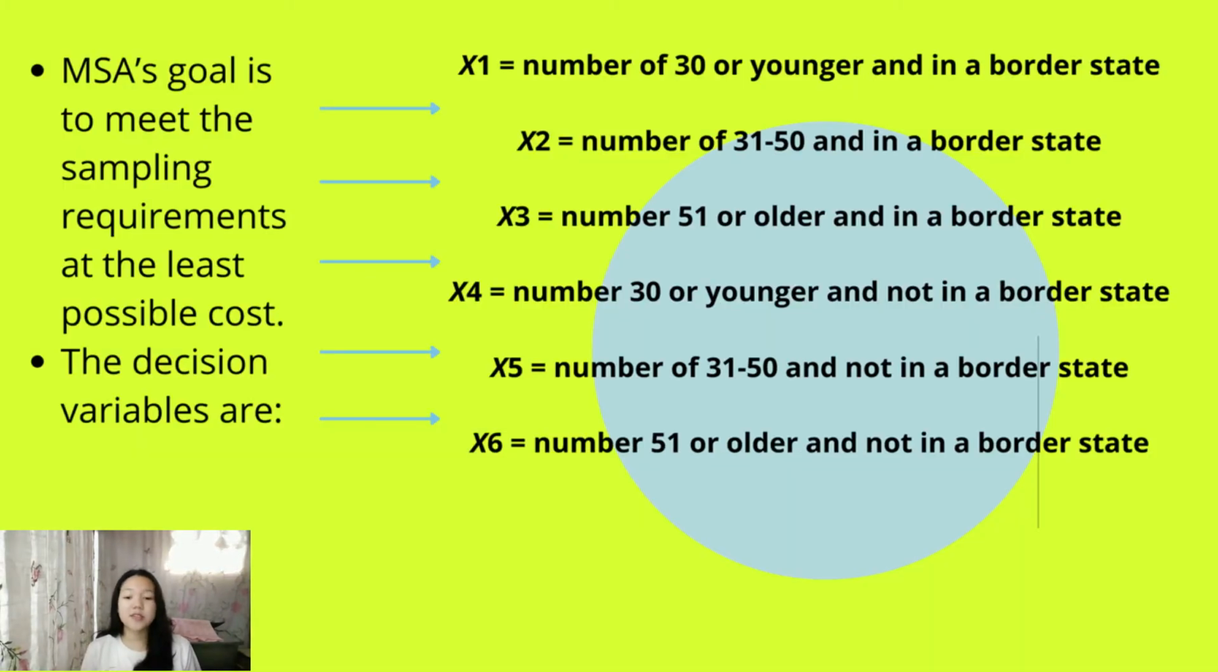Here, the MSA's goal is to meet the sampling requirements at the least possible cost. So here we have to minimize our costs, of course. And the decision variables are present. Decision variables represent from x sub 1 up to x sub 6, representing the number of ages in different regions, the different age ranges where they belong, and of course which of those two regions they belong to.